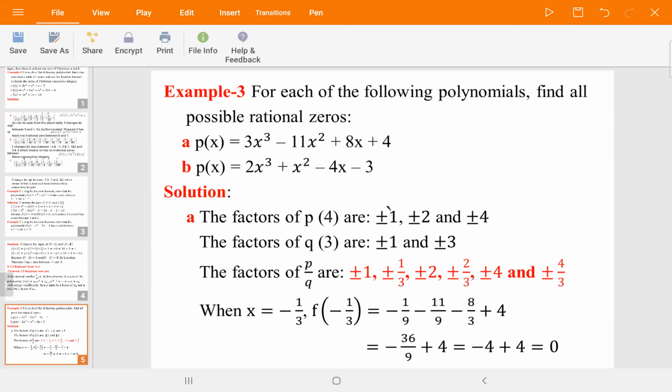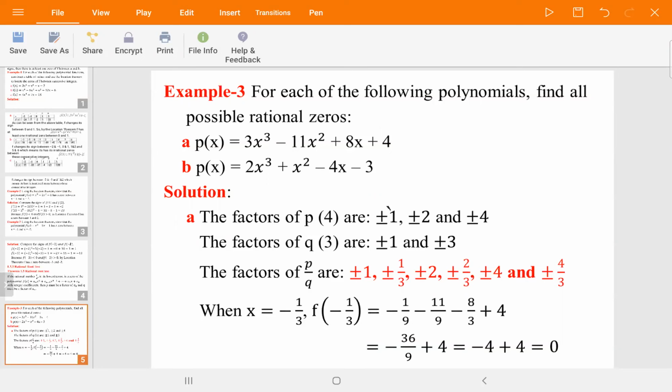Then consider the next factor of P, that is 2. Then list the factors of P over Q whose denominator is 2. Plus or minus 2 over plus or minus 1, or it is simply 2 over 1. We place the plus or minus sign before this factor. So plus or minus 2. Then 2 over 3, plus or minus 2 over 3.